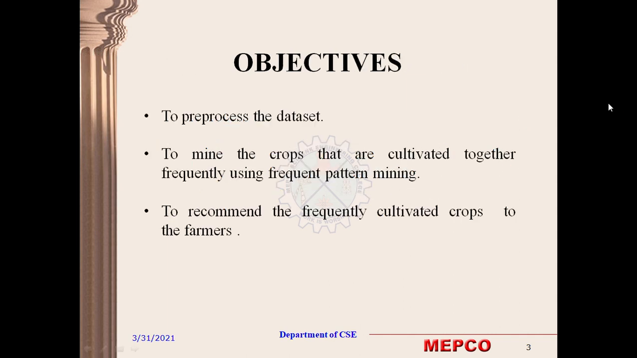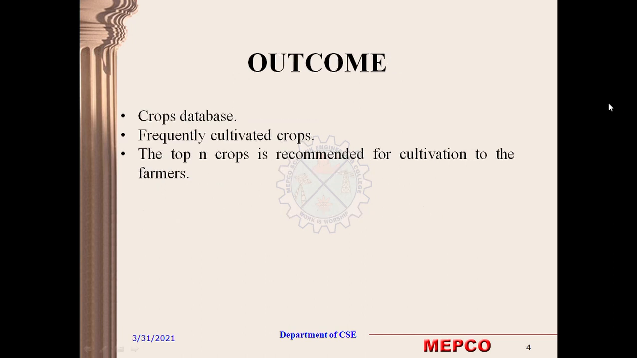The objective of our project is to pre-process the data set and to mine the crops using frequent pattern mining to recommend the frequently cultivated crops to the farmers. The outcomes of the project are a crops database and frequently cultivated crops, and the top N crops are recommended for cultivation to the farmers.